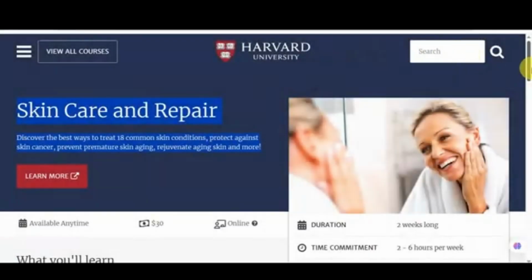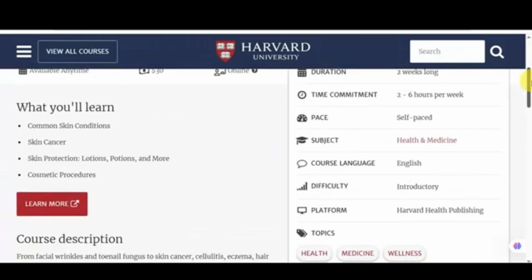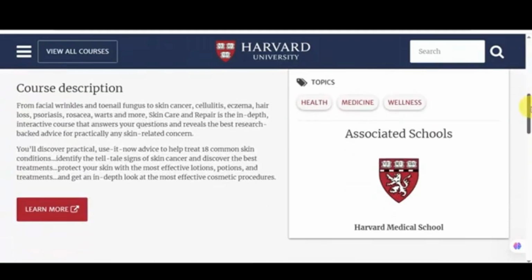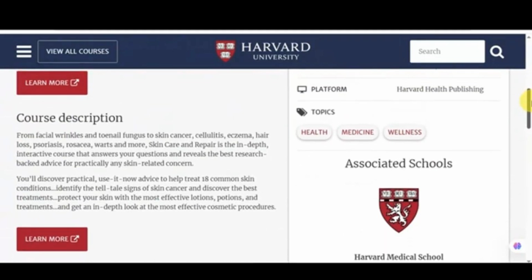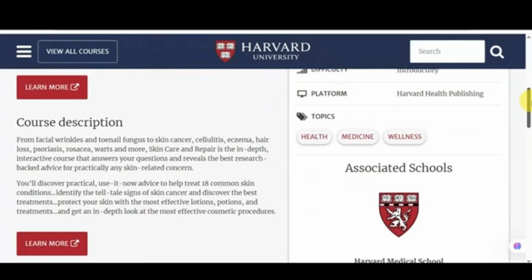3. Skincare and Repair. Discover the best ways to treat 18 common skin conditions, protect against skin cancer, prevent premature skin aging, rejuvenate aging skin, and more.